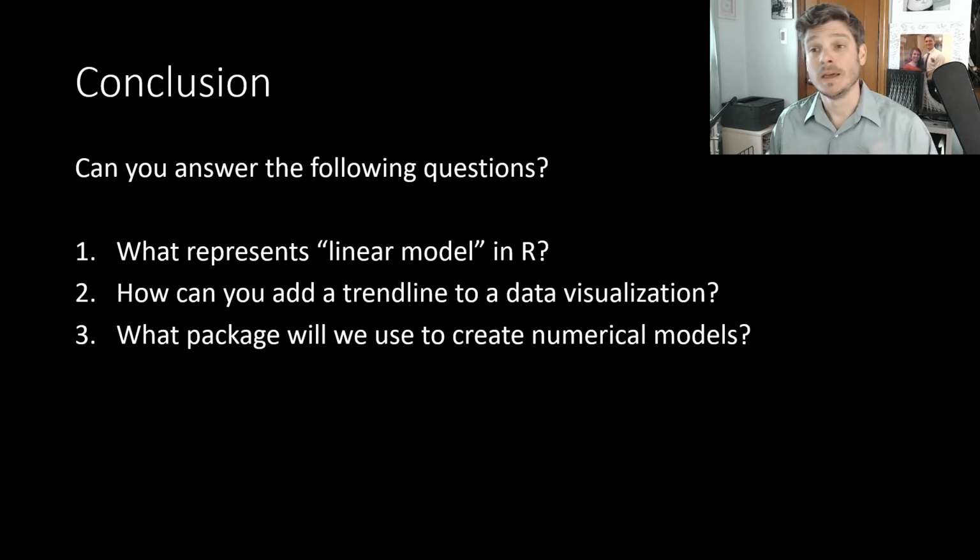All right, so that wraps up this video. So first of all, what represents linear model in R? Pretty straightforward, right? Anytime you want a linear model in R, you're using the two letters. Second question, how do you add a trend line to your data visualization? How do I add my best fit line?